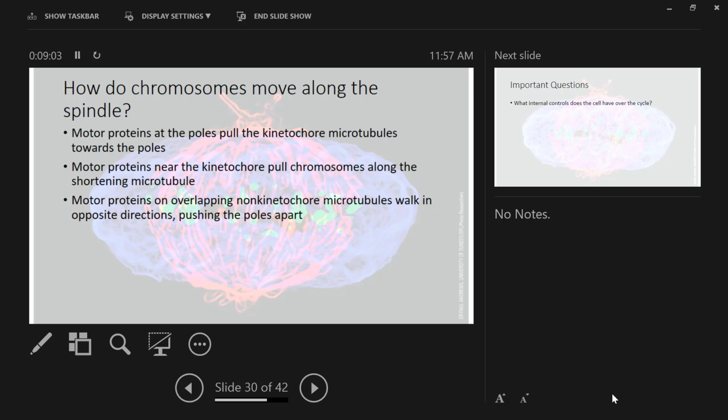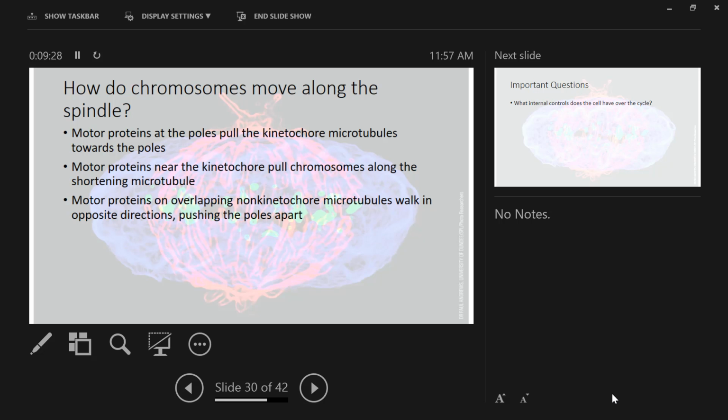Okay, because you have to remember that it's not just the kinetochore microtubules that are working to separate the genetic material. They're directly working to separate the chromatids, but the non-kinetochore microtubules are also working to ensure that the poles are further apart, so that when you do separate the sister chromatids, they remain separated. Okay? Make sense? Questions? Yeah, Levi.